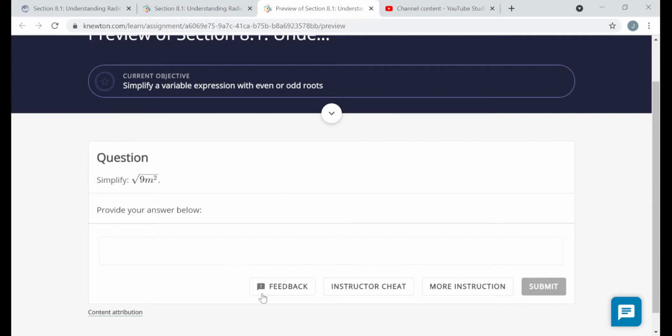And below each question there should be a feedback button, in which you can send feedback to Knewton. You will not see the instructor cheat button, that's just for instructors. But you will see the more instruction button, and you hit this when you're struggling, and you'll see some reading material, some videos maybe, that are related to the objective that you're working on, and hopefully it helps you.